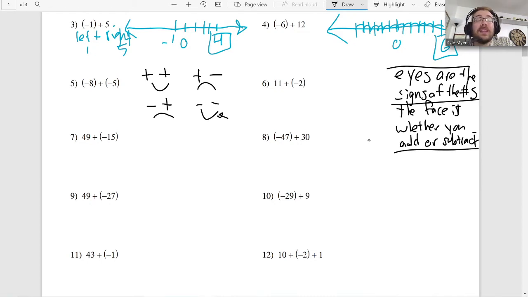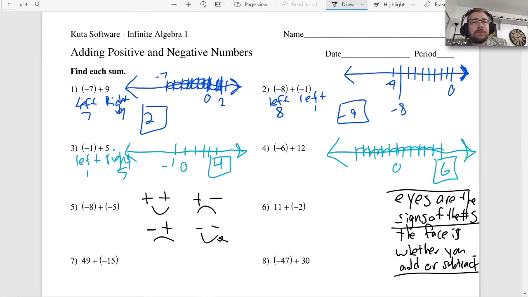Don't confuse the other rules about multiplying negative numbers. When you multiply negative numbers, you get a positive number. When you add negative numbers, you get a bigger negative number, like what we did on number 2. -8 plus -1 is -9. It's still negative. It's not positive 9.